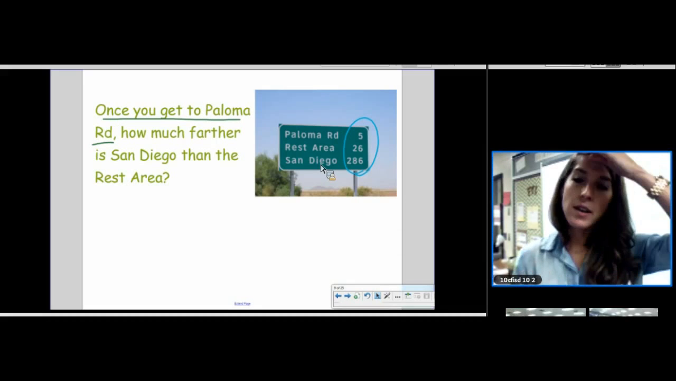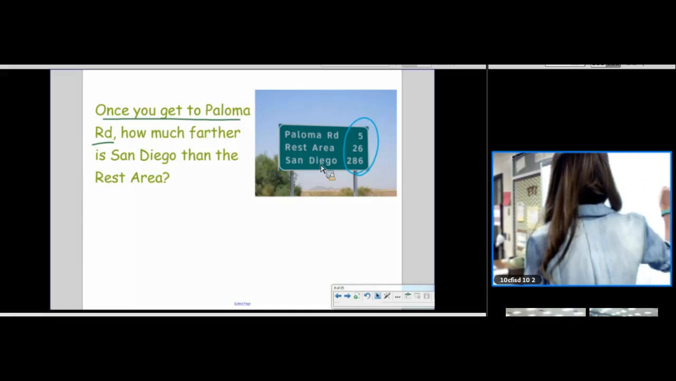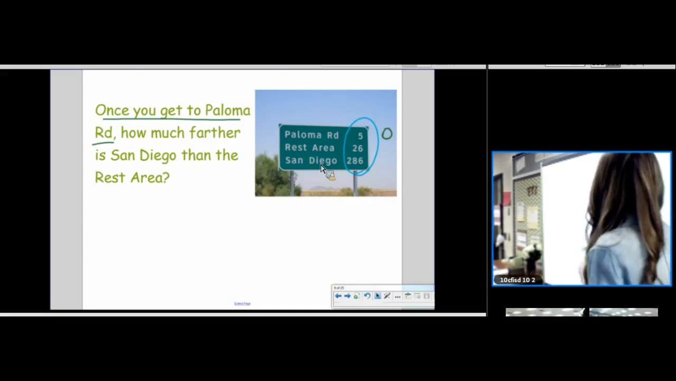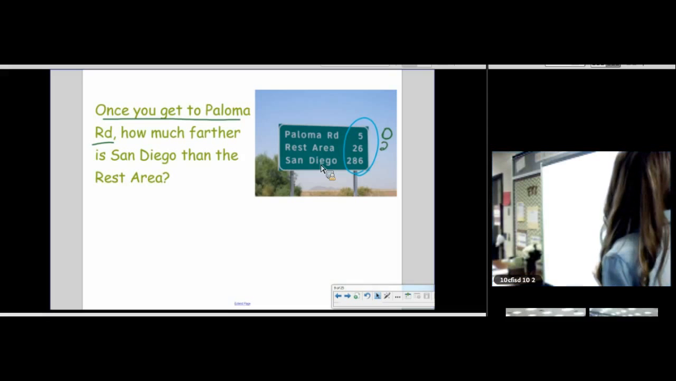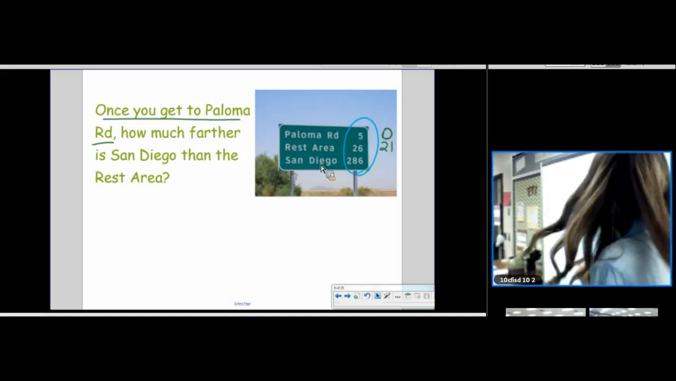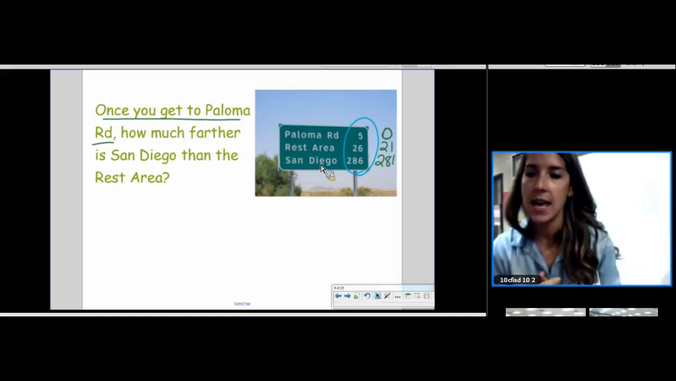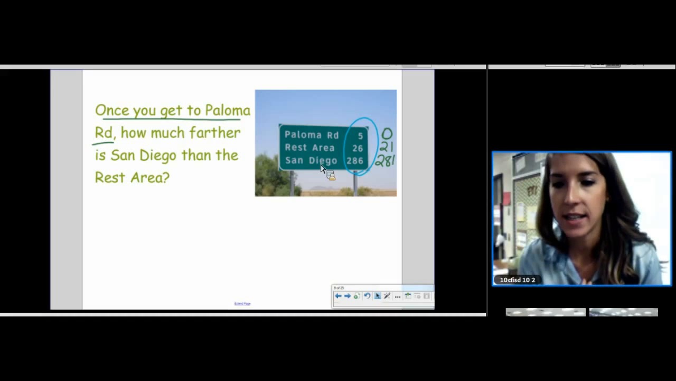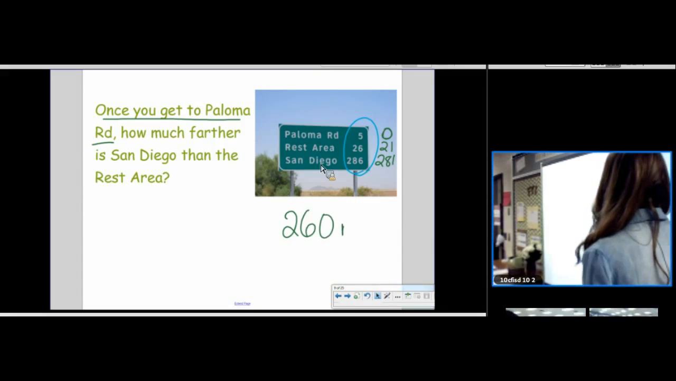Okay, so once you get to Paloma Road, you're there now. So this is now 0 miles away. Now that you're there, how many miles away is the rest area? 21. Now how many miles away is San Diego? 281. How much further away is San Diego than the rest area? How much further? Very good. It's 260. It's 281 minus 21.